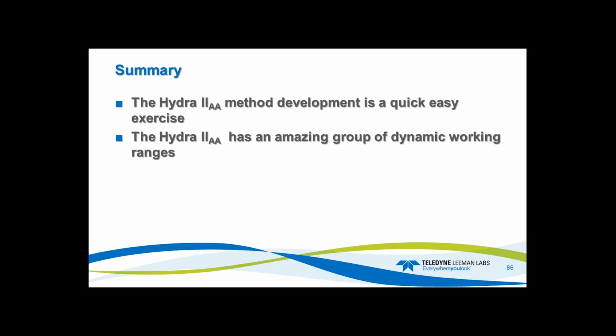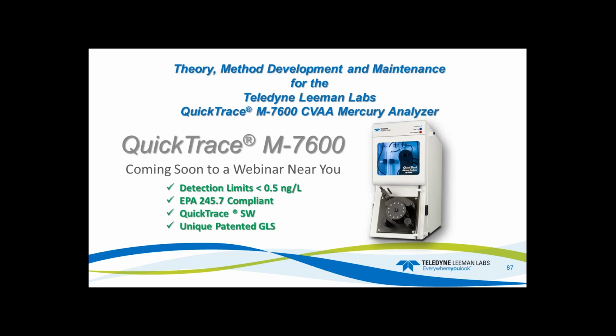So to wrap it up, the Hydra AA method development is quick and easy, and the system has an amazing dynamic working range to meet all of your calibration requirements, your sample requirements, and so forth. So leading that into the next webinar, we're going to have a method development with the M7600. So coming soon, a webinar near you: detection limits less than 0.5 nanograms per liter, EPA 245.7 compliant, QuickTrace software, unique patented gas liquid separator.